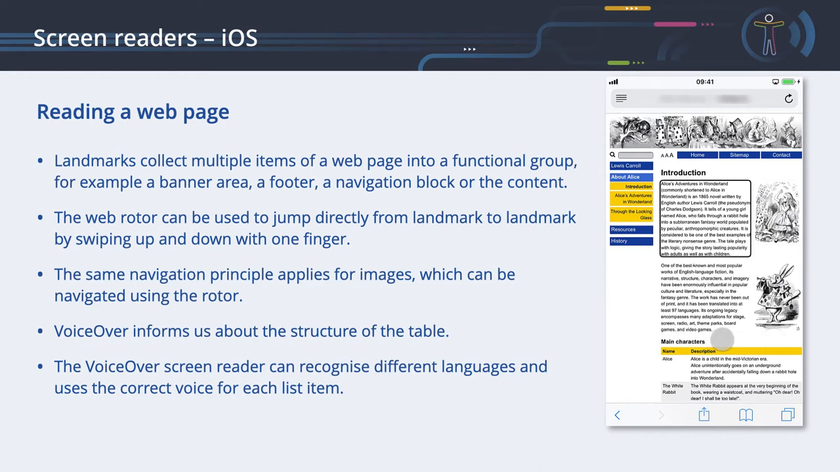Alice's Adventures in Wonderland. The White Rabbit Blowing His Trumpet. One of the best known and most popular work. Main characters. Heading level 2. Main characters. Name. Row 1. Column 1. Table start. 5 rows, 2 columns. Description. Row 1. Column 2. Alice. Row 2. Column 1. Alice is a child in the mid-Victorian era. Row 2. Column 2. Alice unintentionally goes on an underground adventure after accidentally falling down a rabbit hole into Wonderland. Row 2. Column 2. The White Rabbit. Row 3. Column 1. The White Rabbit appears at the very beginning of the book, wearing a waistcoat.